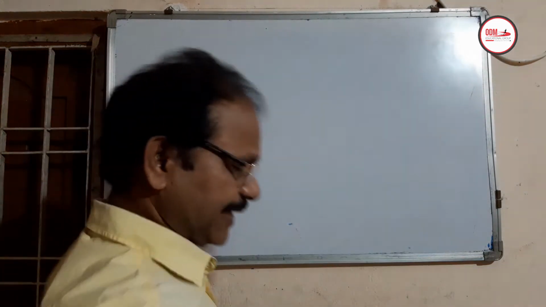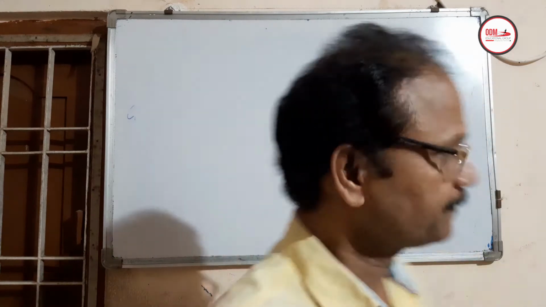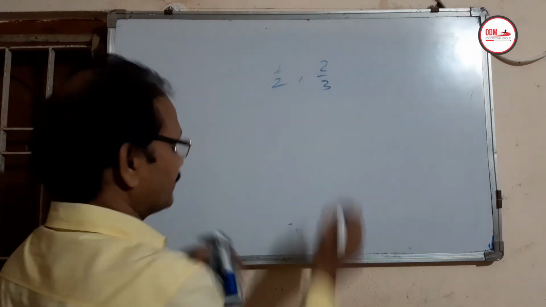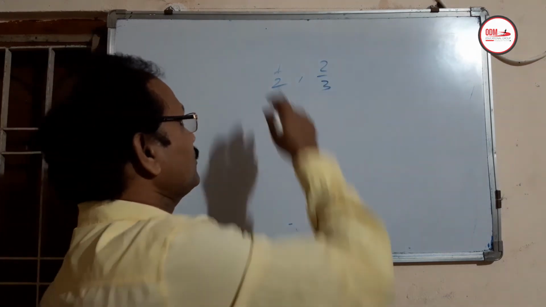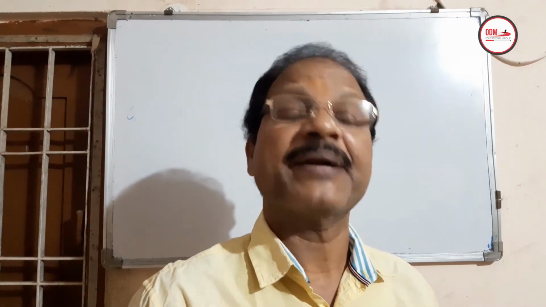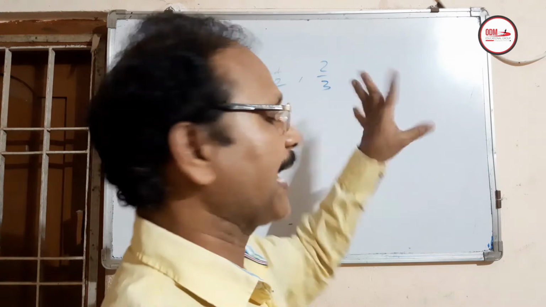Now another question. We know that in between two rational numbers there are infinite rational numbers, whatever the numbers may be. For example, suppose I take 1 by 2 and 2 by 3. These are two rational numbers. In between these two rational numbers, there are infinite rational numbers. But my question is to find only 3 rational numbers or 4 or 5 in between them. Suppose we find 3 rational numbers in between them.